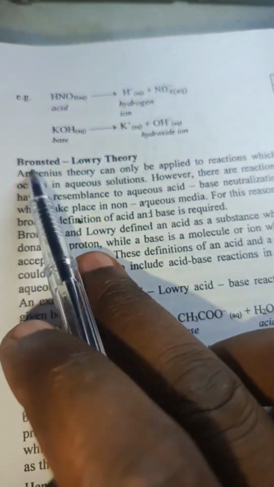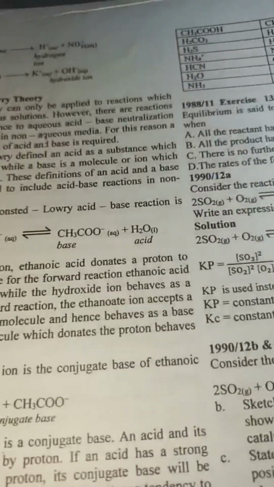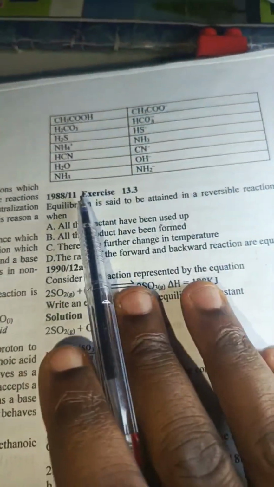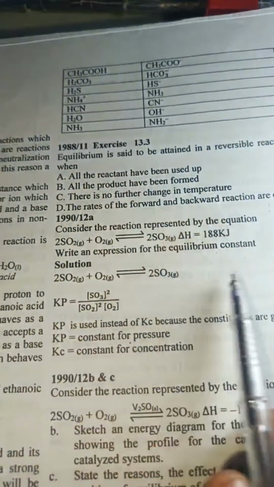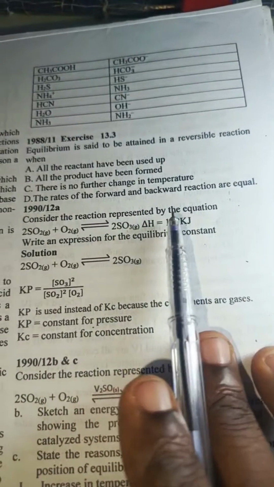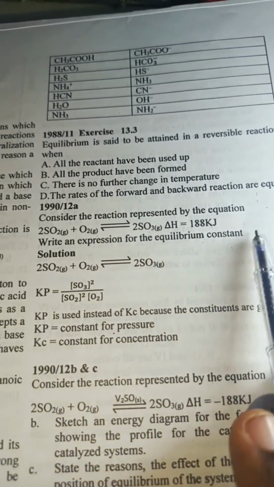This is Brønsted-Lowry theory. There's another thing there. So let's now look at some other questions. Equilibrium is said to be attained in a reversible reaction when, this is just some questions. Consider the reaction represented by the equation. Look at it. Write an expression for the equilibrium constant.